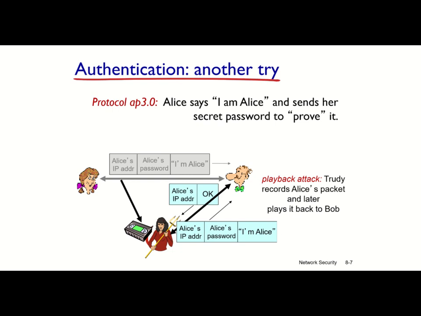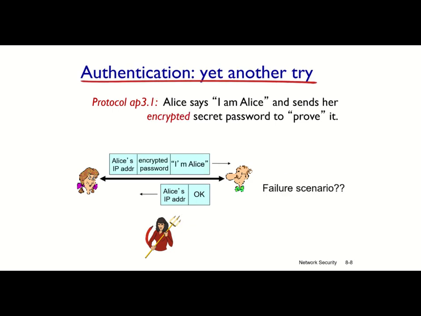Again, the failure scenario is a playback attack in which the intruder records Alice's packet and later plays it back to Bob. So this way, Bob has no idea who sent the message, either Alice or Trudy. Therefore, the protocol AP 3.0 doesn't work.